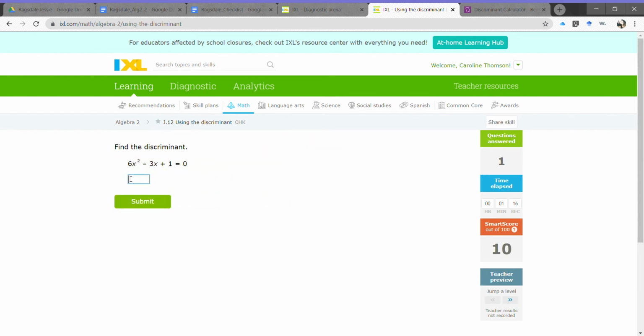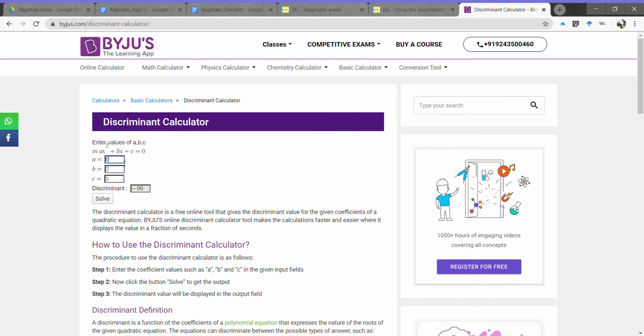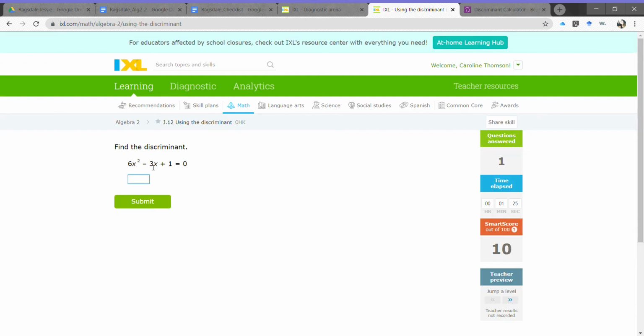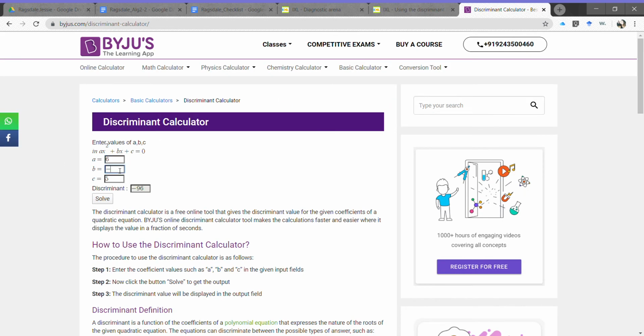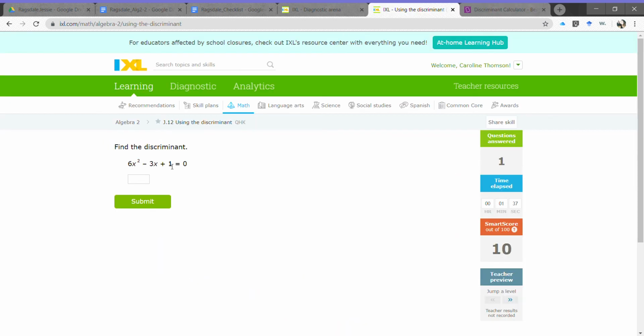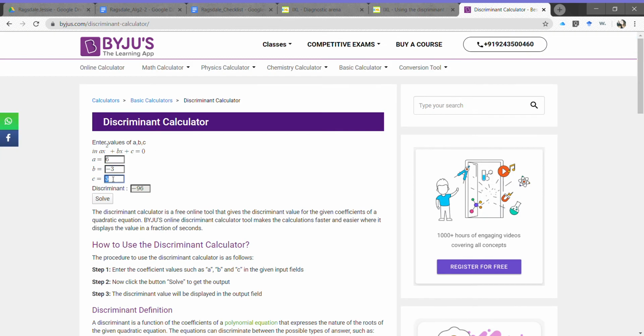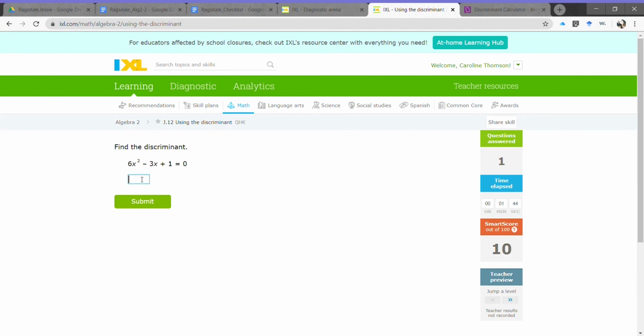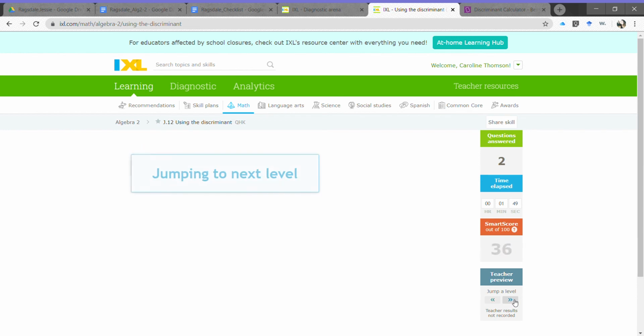Okay, next one, same thing. We have a 6 attached to our x squared, so we know that that's going to be our a. So let's change that to 6. Our b is this negative 3. Now we know it's negative 3 because of the operation in front of the 3. So then our b is negative 3. And our c that stands alone is our 1. Solve. Negative 15. Submit.